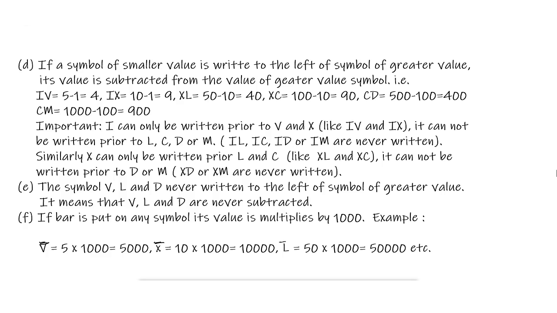L equal to 50, and if we put a bar over it, it becomes 50 multiplied by 1000 equal to 50,000. This way, if we put a bar over C, then it will become 100 multiplied by 1000, which is equal to 100,000 or 1 lakh.